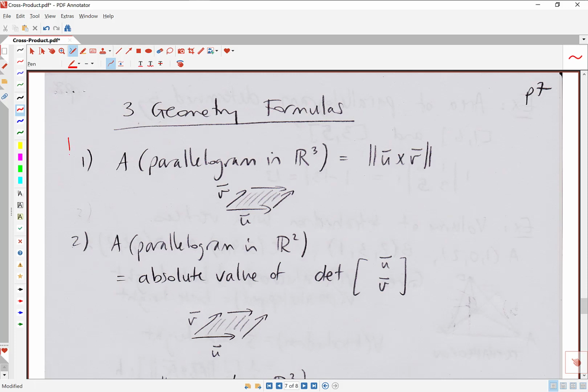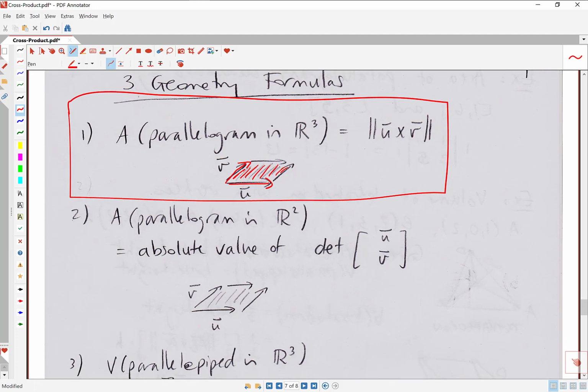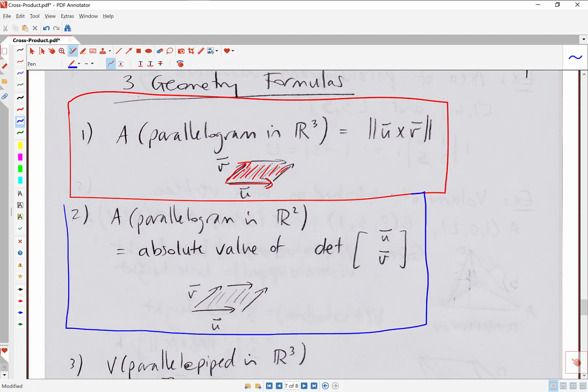So the first geometry formula we actually already saw. It says that if you have two vectors in R3, let's call them u and v, and you want to calculate the area of the parallelogram that's formed by these two vectors, then just take the length of the cross product. But we might say, well, what if we want the area of a parallelogram in R2?